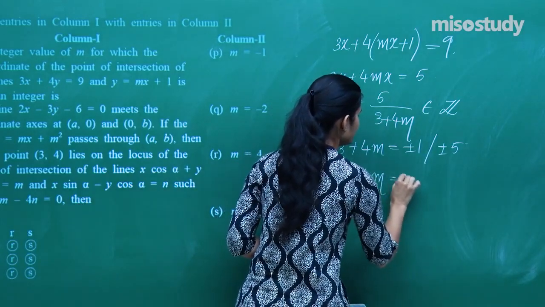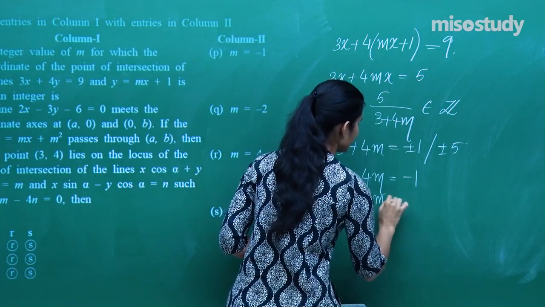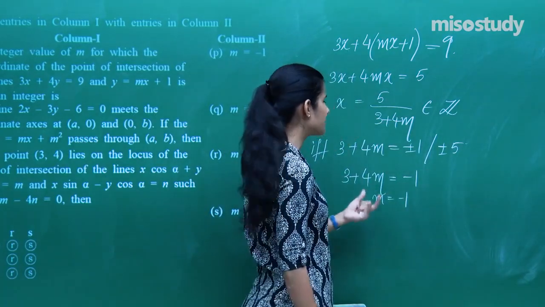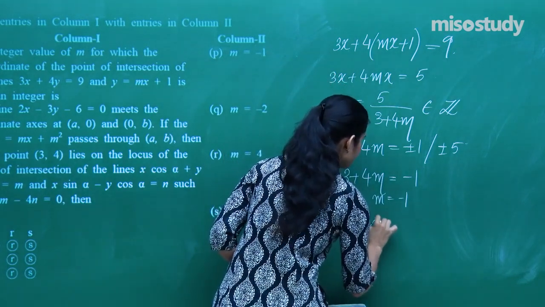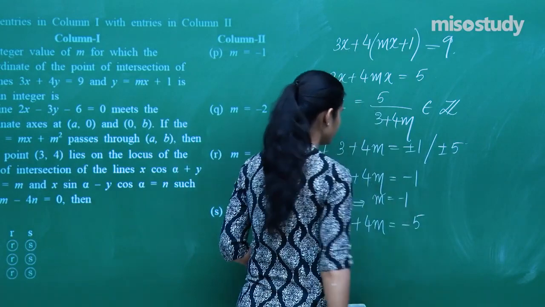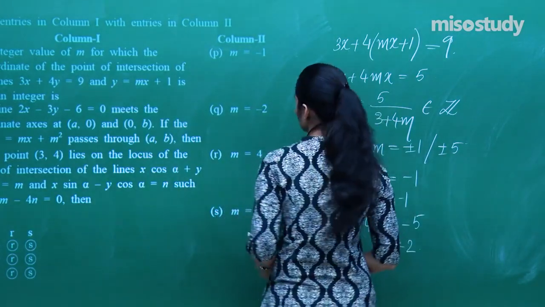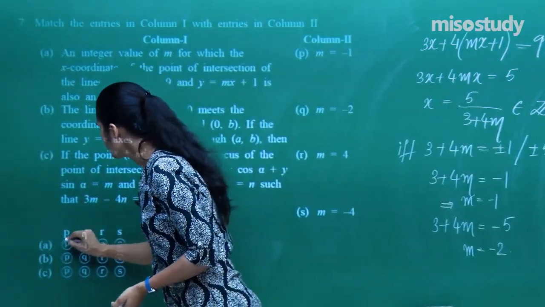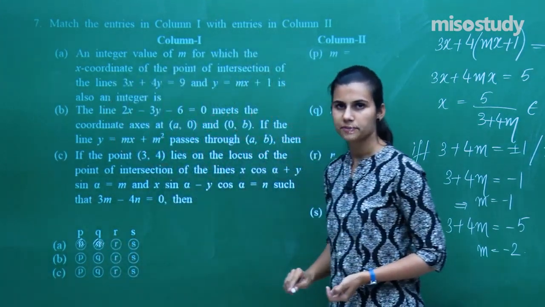3 plus 4m is minus 1 implies m is minus 1, because this is minus 1 minus 3. That is minus 4. m is minus 4 upon 4, which is minus 1. And if 3 plus 4m is minus 5, this becomes m is minus 2. So two of the answers are m is minus 1, m is minus 2. Both P and Q will be shaded against it.